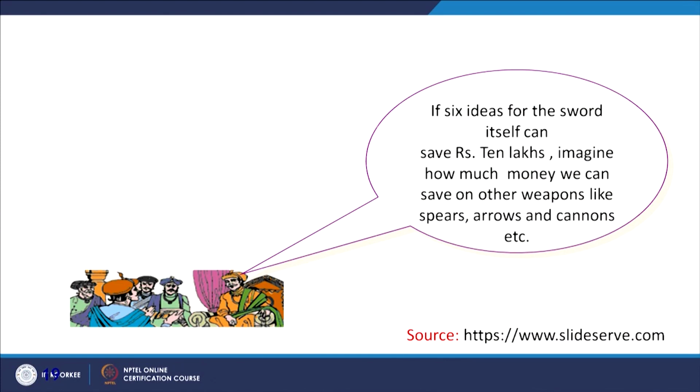So if only one sword, an example of a sword, can save so much money for the king, what can happen if these ideas are duplicated, multiplied, or maybe applied in other defense equipment also? So if 6 ideas for a sword itself can save rupees 10 lakhs, imagine how much money we can save on other weapons like spears, arrows and cannons. So what can happen? You can see the army is equipped with so many different types of weapons. So if we apply the same concept on other equipment, tools and machines also, how much money can be saved?